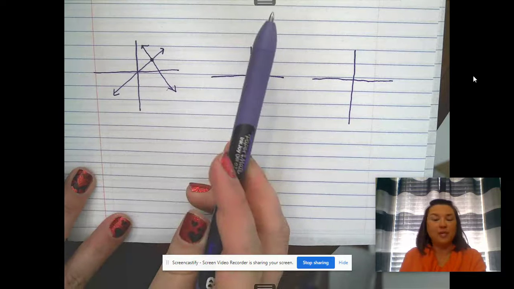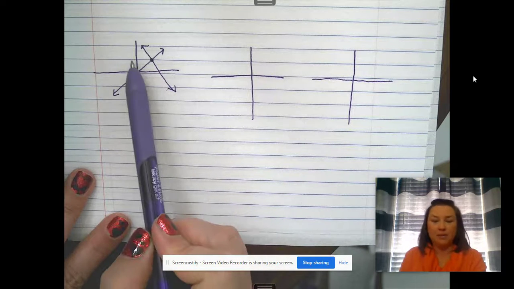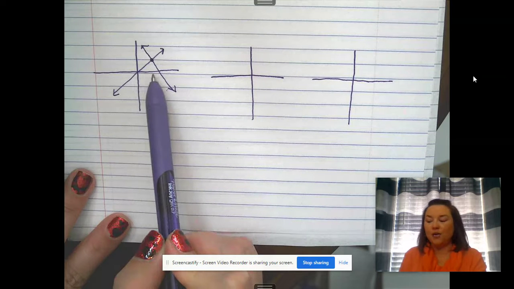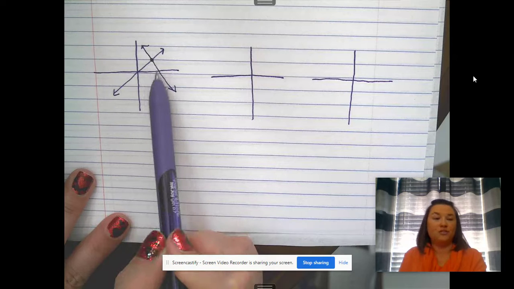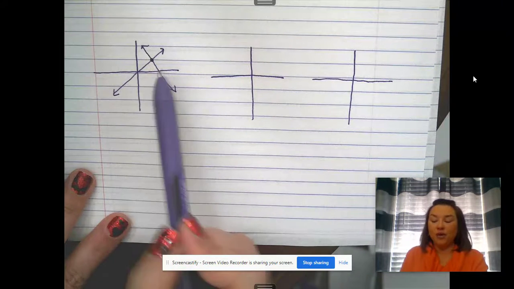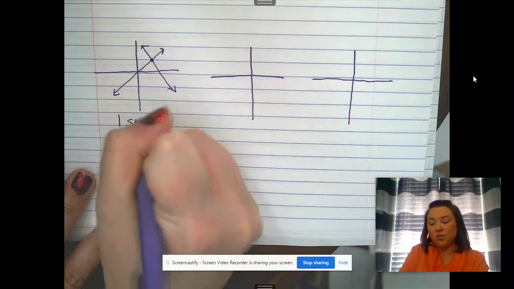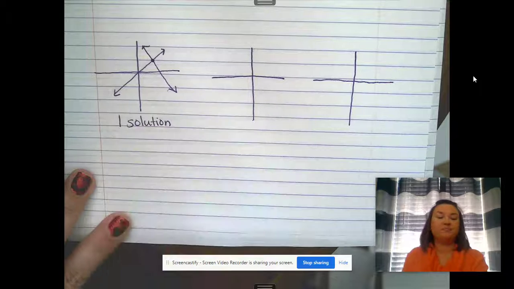So if we were going back to the pennies and nickels problem, you would say that x was maybe the pennies and y was maybe the nickels. And so our ordered pair would be 5, 2, because it was 5 pennies and 2 nickels. So the ordered pair of where they intersect would be your solution.